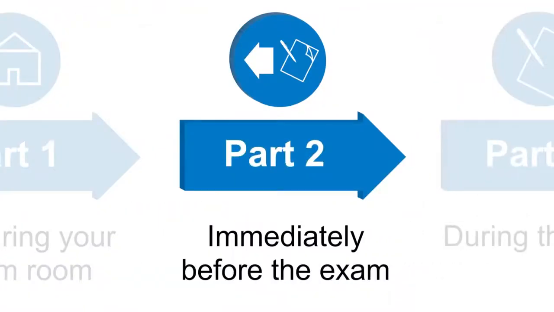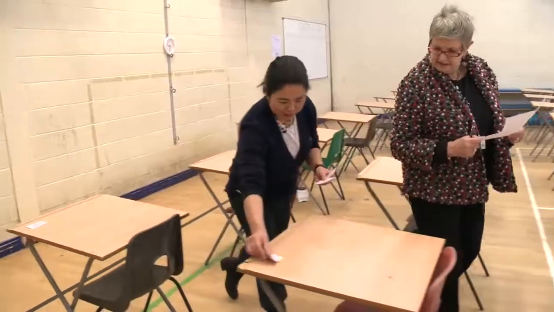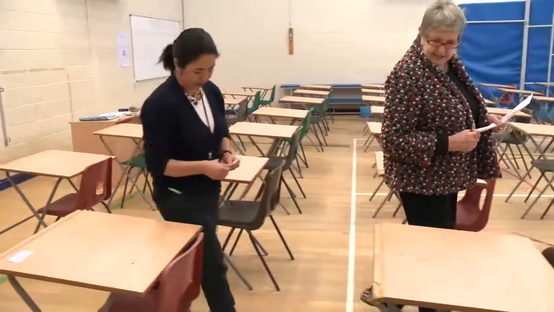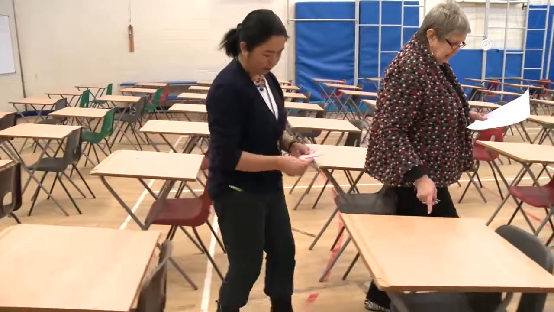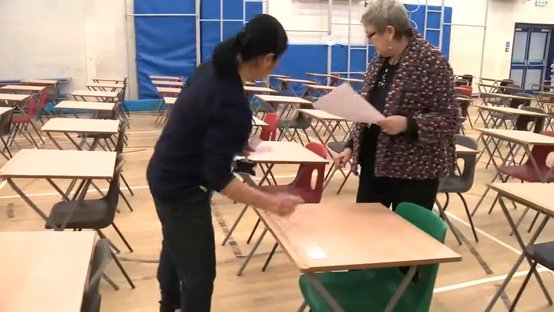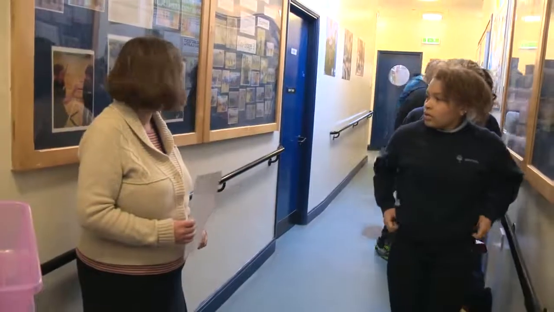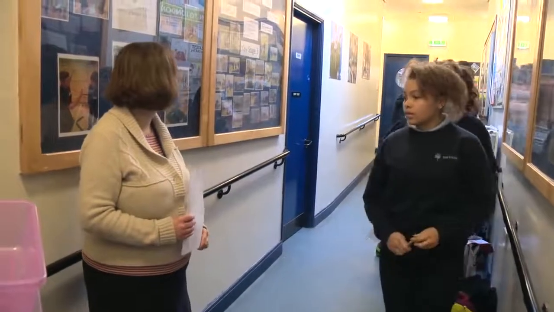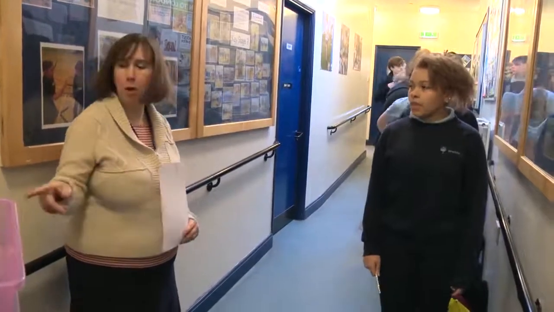Immediately before the exam. Before candidates enter the exam room, make sure that your candidates know their candidate numbers, that candidate numbers are on each desk, in candidate order and according to the seating plan, and that the room is set up properly. When the room is ready, candidates should enter in candidate order and sit at their desks in silence.